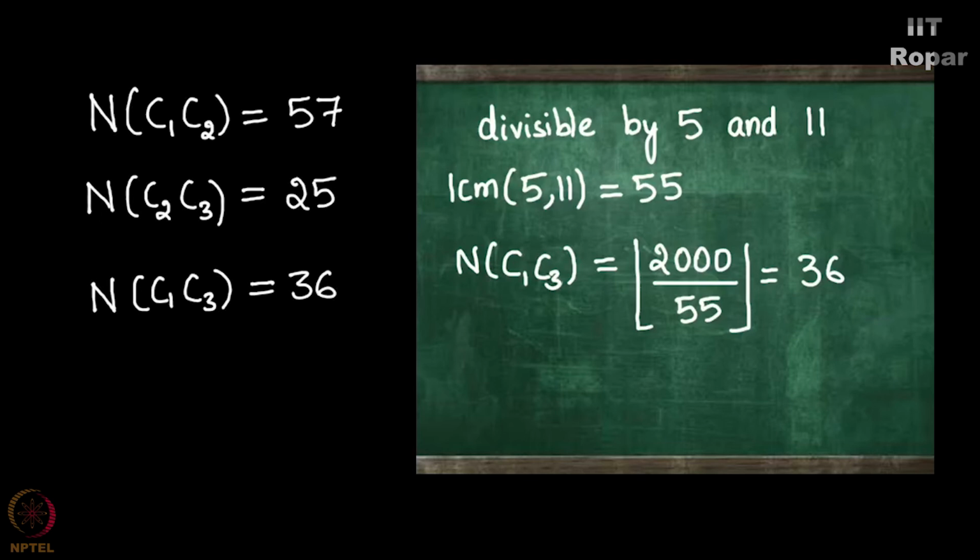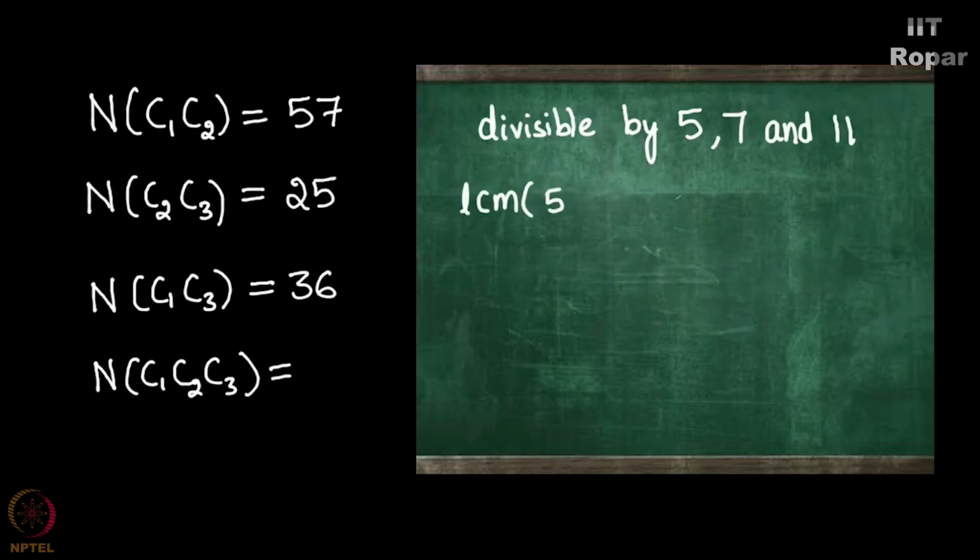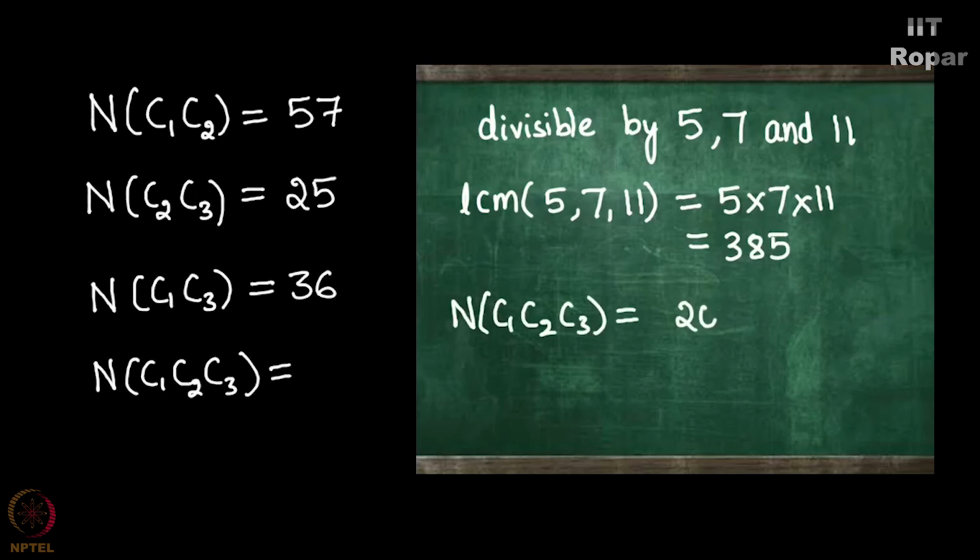Now, N of C1, C2, C3 is the number of integers which are divisible by 5, 7 and 11. Now, the LCM of 5, 7 and 11 happens to be 5 into 7 into 11, which is 385, and 2000 divided by 385 is 5. So 2000 divided by 385 will give you 5 on applying the floor function.